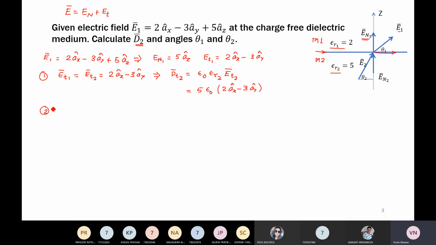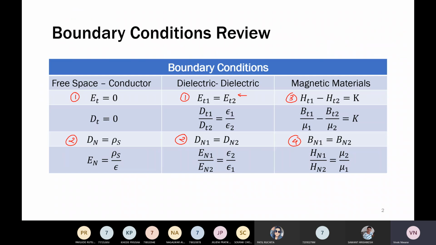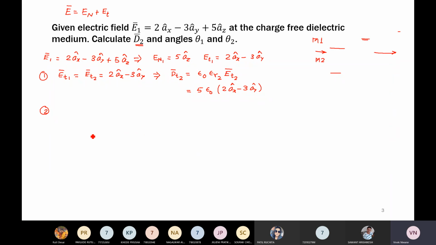We know, let me go back to your diagram. We know Dn1 is equal to Dn2. Okay, and similarly we can have Dn1 value or Dn2 value from this expression. Okay, how to get it? Let us see. So we know that now Dn2 is nothing but epsilon 0 epsilon r2 En2. Okay, now how to get En2?